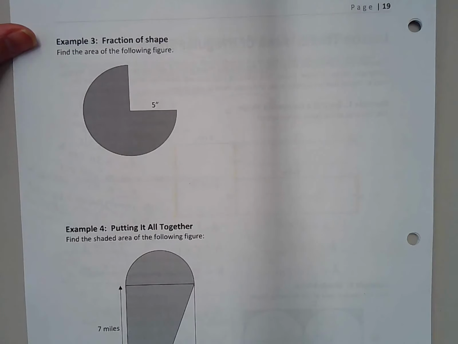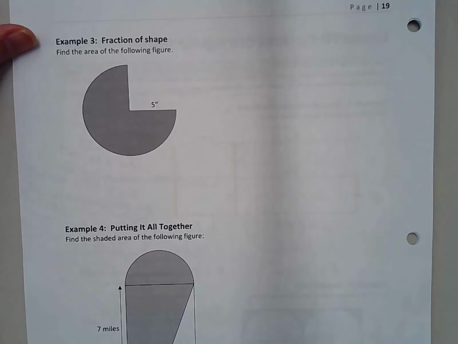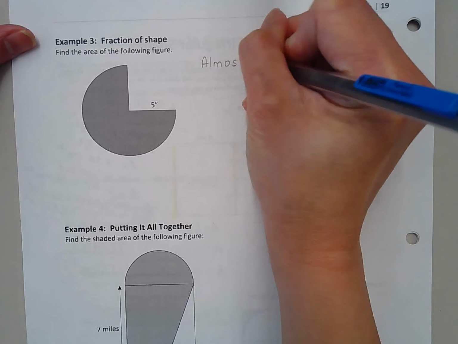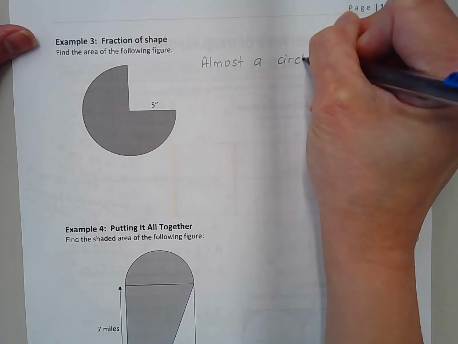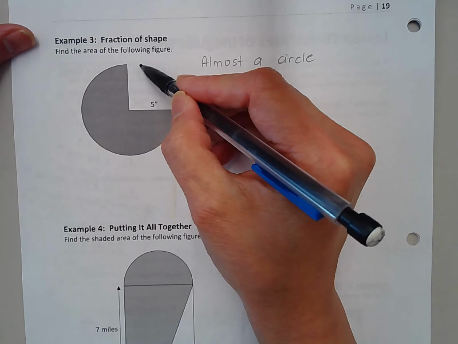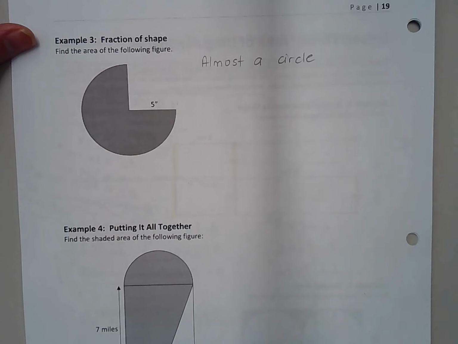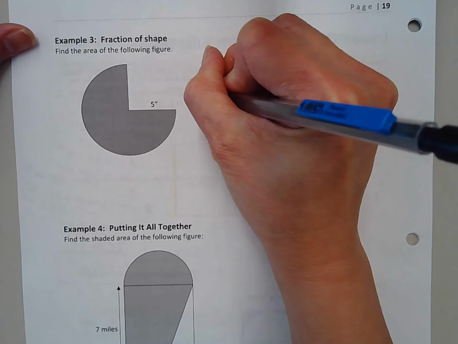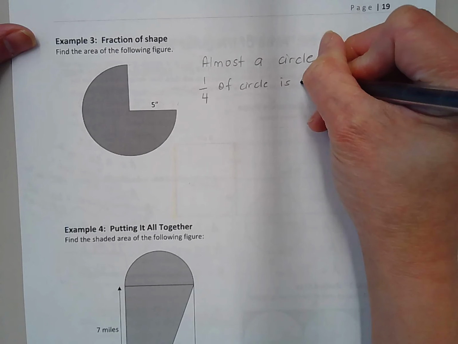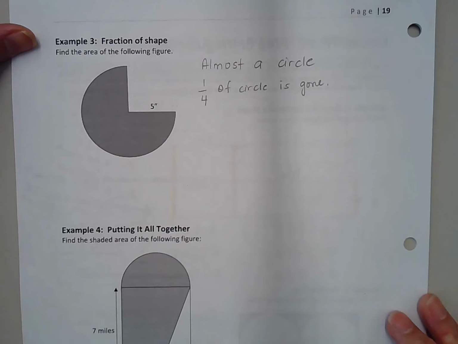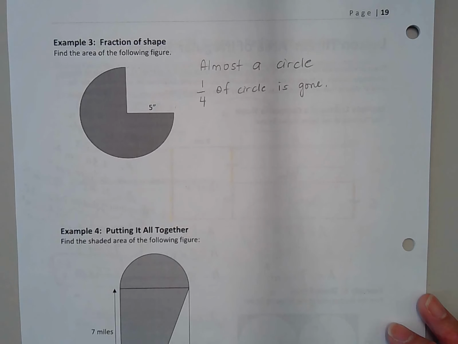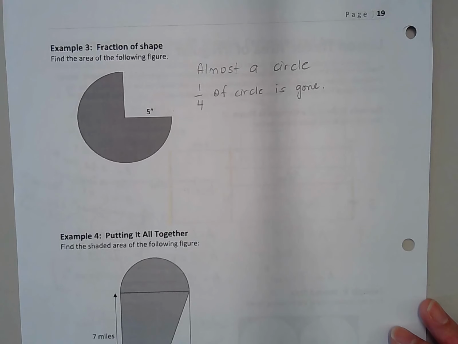What can we do here? This is almost a circle, right? Can you see it's almost a circle? It's just that 1/4 of a circle is gone. Okay. How do I know it's 1/4?